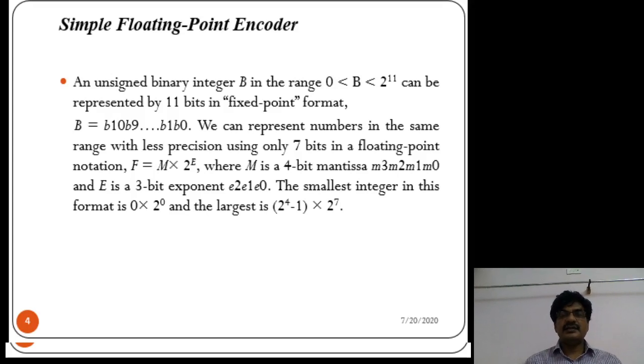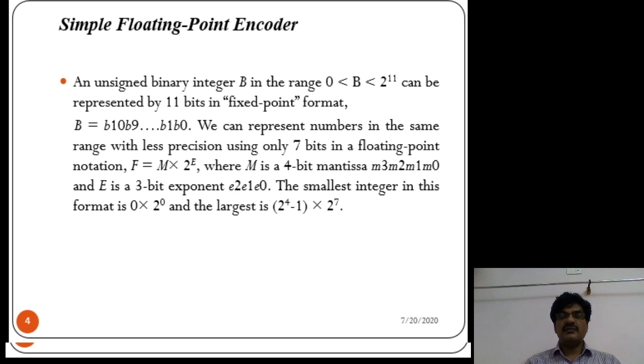Today, let us see how to design a floating point encoder. The purpose of this system is to convert a fixed point number into floating point. The advantage of using floating point notation is that the number of bits can be reduced, and when the number of bits is reduced, the memory requirement is also reduced. That is the advantage.